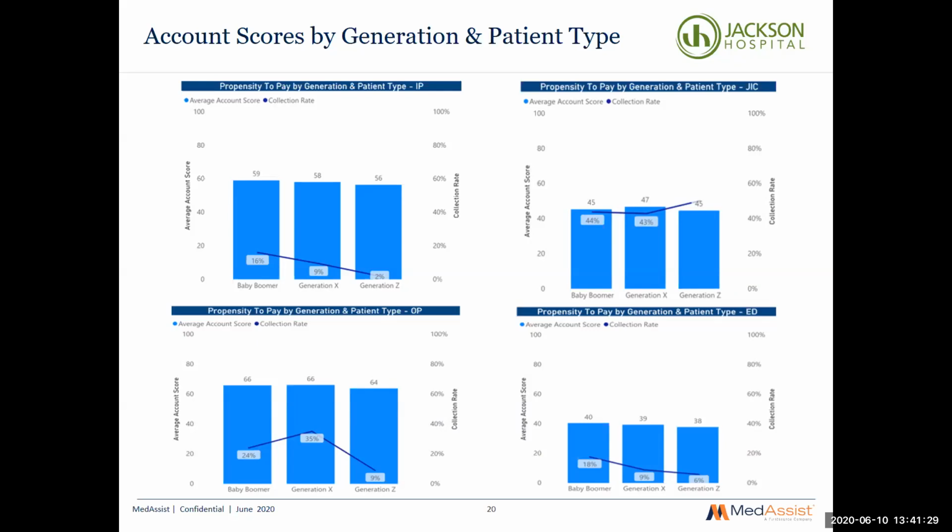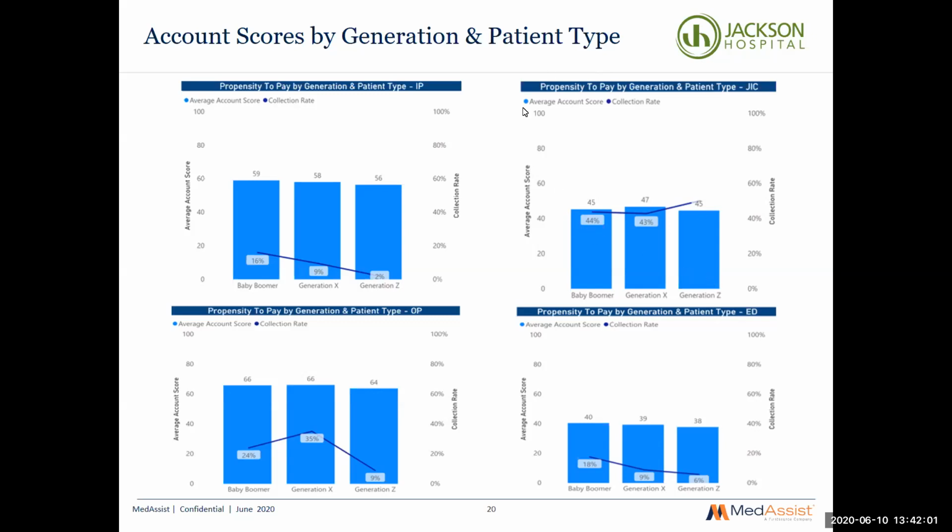And so you can see that his baby boomers in the upper left-hand quadrant are averaging a score of about 59. And this is for inpatient accounts. His Generation X, 58 on average, and 56. But look at his liquidation rates across his generational patient mix. Here we have propensity to pay by generation and account type.